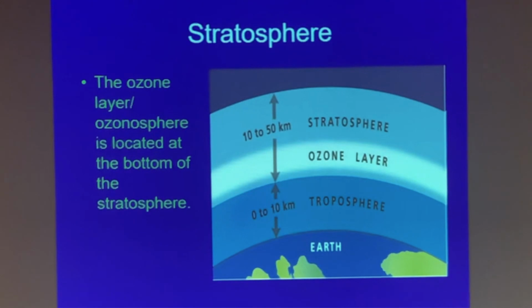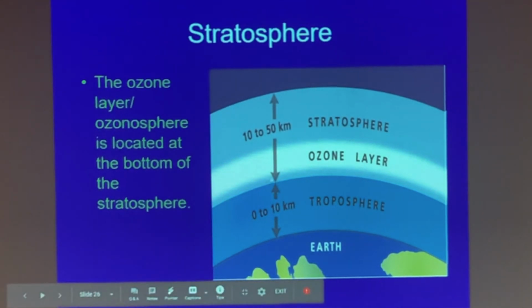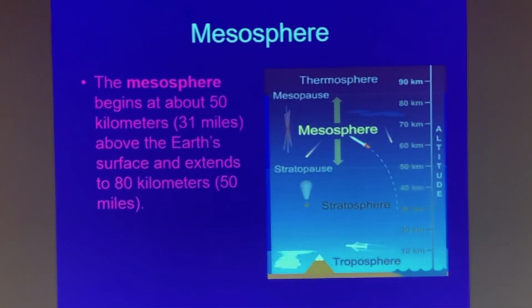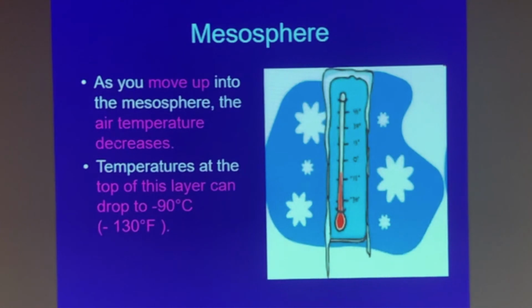Stratosphere, here we go. The ozone layer is located at the bottom of the stratosphere, right here, at the bottom, right there. Now, mesosphere, the next layer. The mesosphere begins about 50 kilometers or 31 miles above the Earth's surface and extends to 80 kilometers. As you move up in the mesosphere, the temperature decreases. The temperature at the top layer can drop to minus 90 degrees.